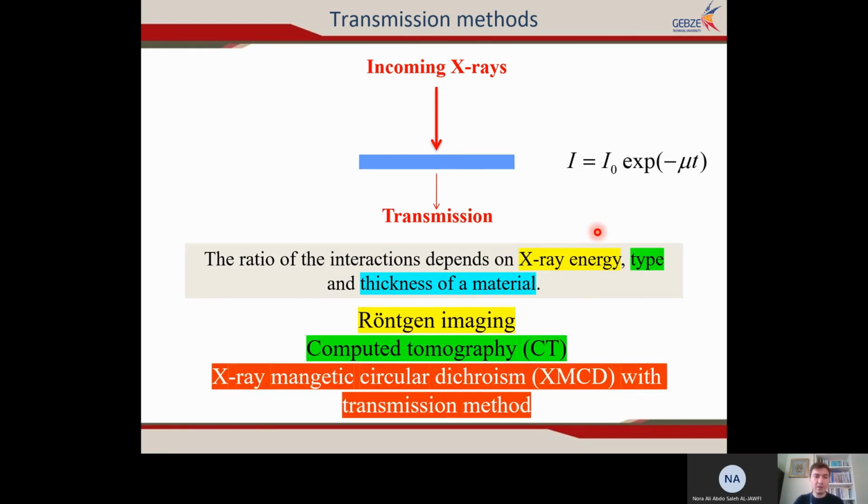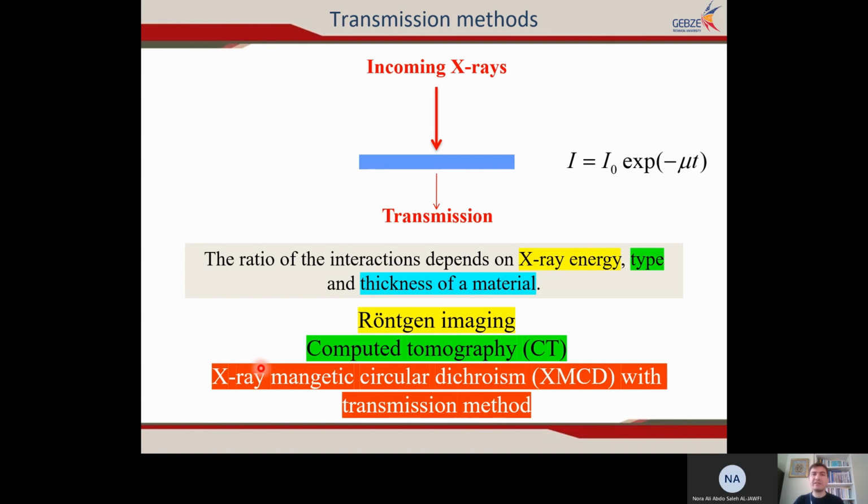Now let me show you the transmission methods. The most common one is Röntgen imaging. It is used in hospitals for medical purposes. Computed tomography is also used for medical purposes, but also for industrial applications and for security applications in customs. And what else? X-ray magnetic circular dichroism with the transmission method. I will discuss this one at the end of this semester. So these are the transmission-based methods.